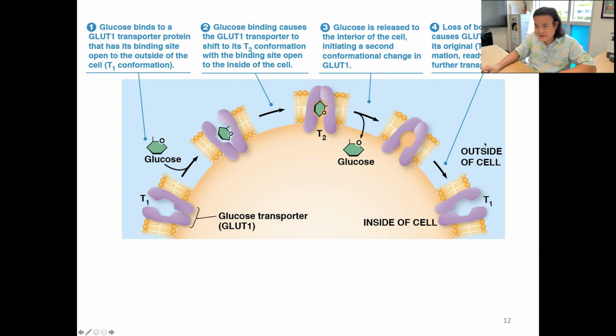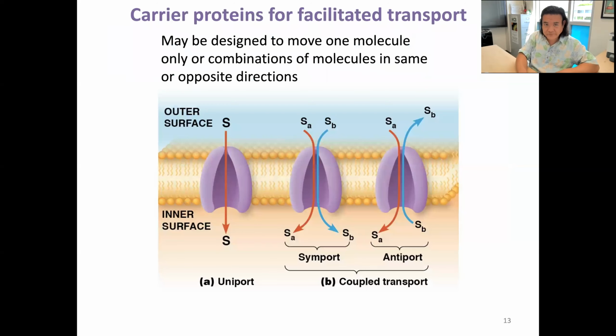If the concentrations of glucose were the same outside as inside, then you would imagine that on the inside, you'd have just as much likelihood of a glucose molecule binding, right? And then this might actually force the GLUT1 transporter to change its shape in the other direction, right? And move the glucose out. So it's all just driven by concentrations.